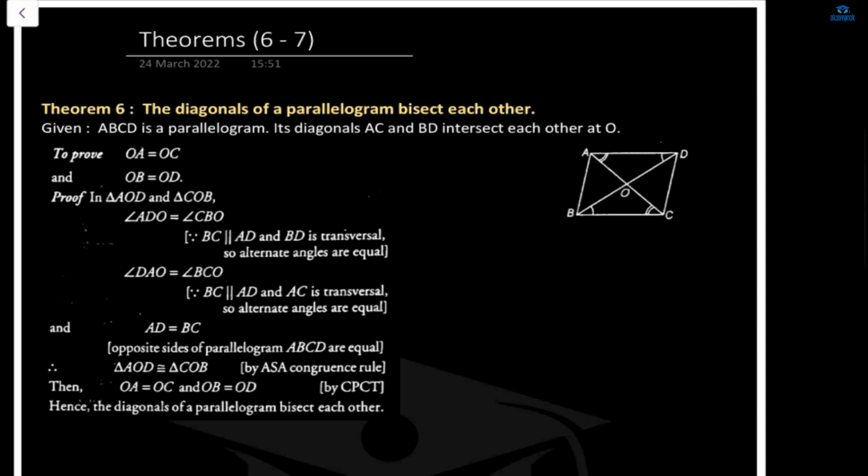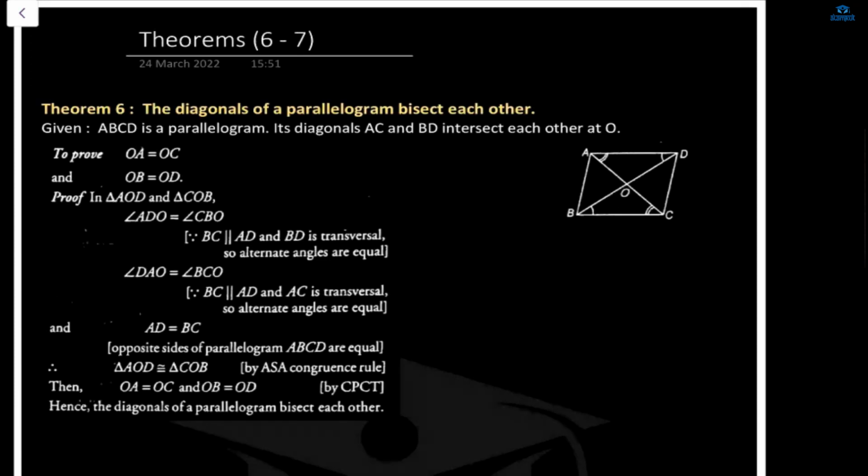Okay. So till then, you think how you are going to prove that the diagonals of a parallelogram bisect each other. How can you prove that the diagonals of a parallelogram bisect each other? Bisect means all this, and they will meet at one point. So bisecting means AO is equal to OC and OB is equal to OD. So it will be divided into equal parts. So how can we prove that?